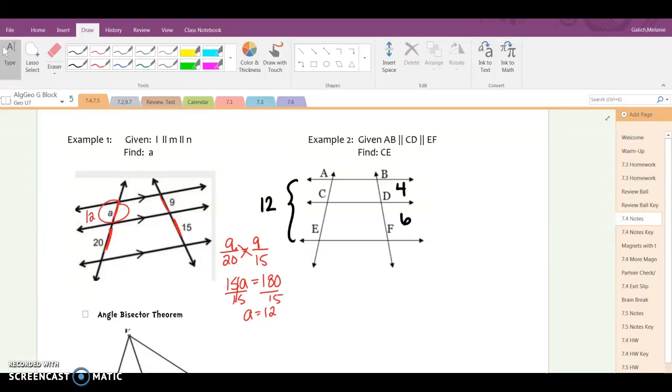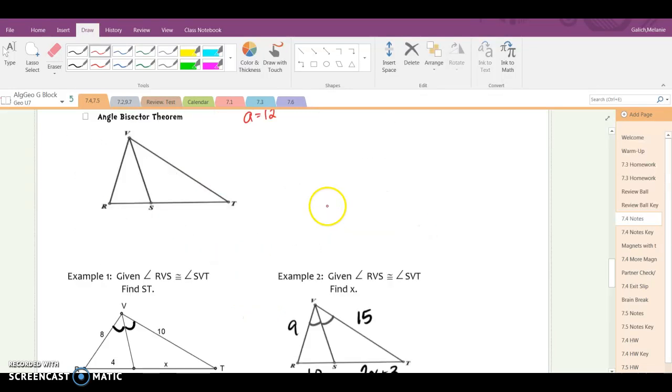Okay, so this is 7.4 part 3. We're going to finish up with our transversal proportionality theorem. If you remember from part 2, in this case, we're looking for CE.